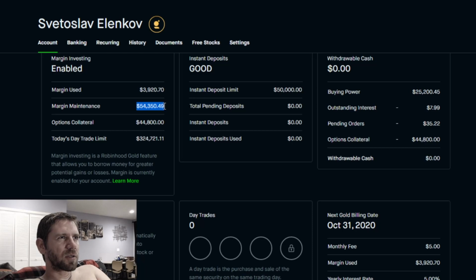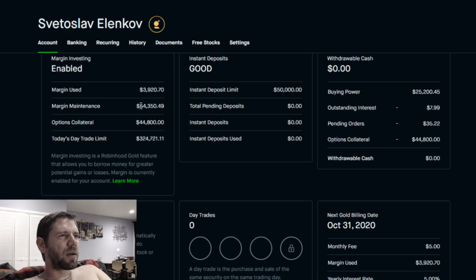So if my account goes below 54, then I'm going to be issued a margin call. What that means is they'll give me an opportunity to fix my account situation, meaning either deposit cash or raise cash or sell some positions or whatever in order to meet a certain level of maintenance that Robinhood requires for my account to stay in good health and good standing with their platform, right?